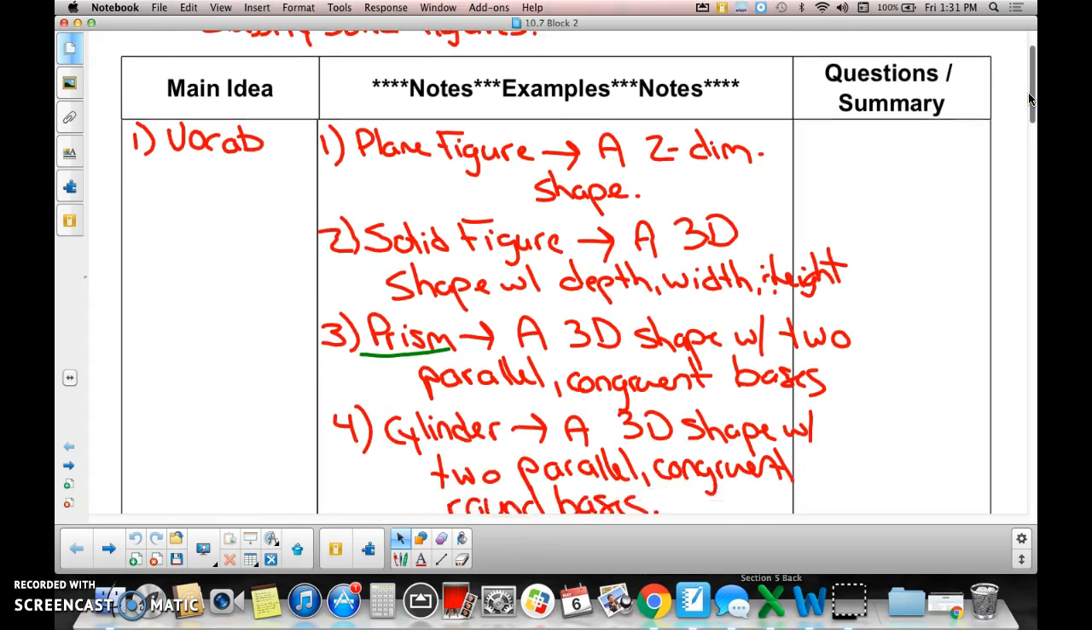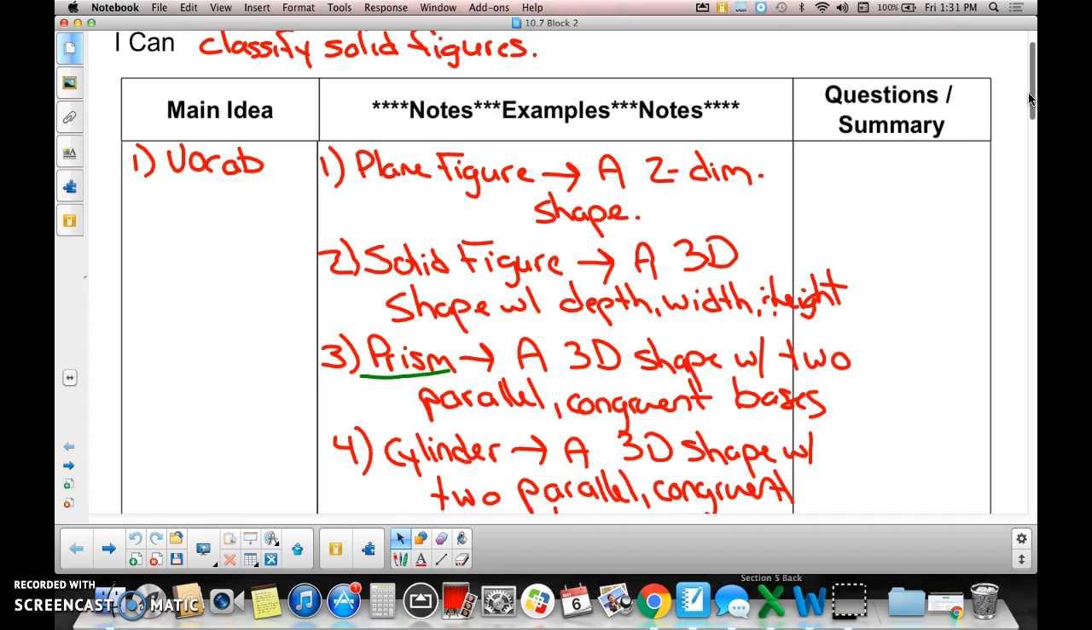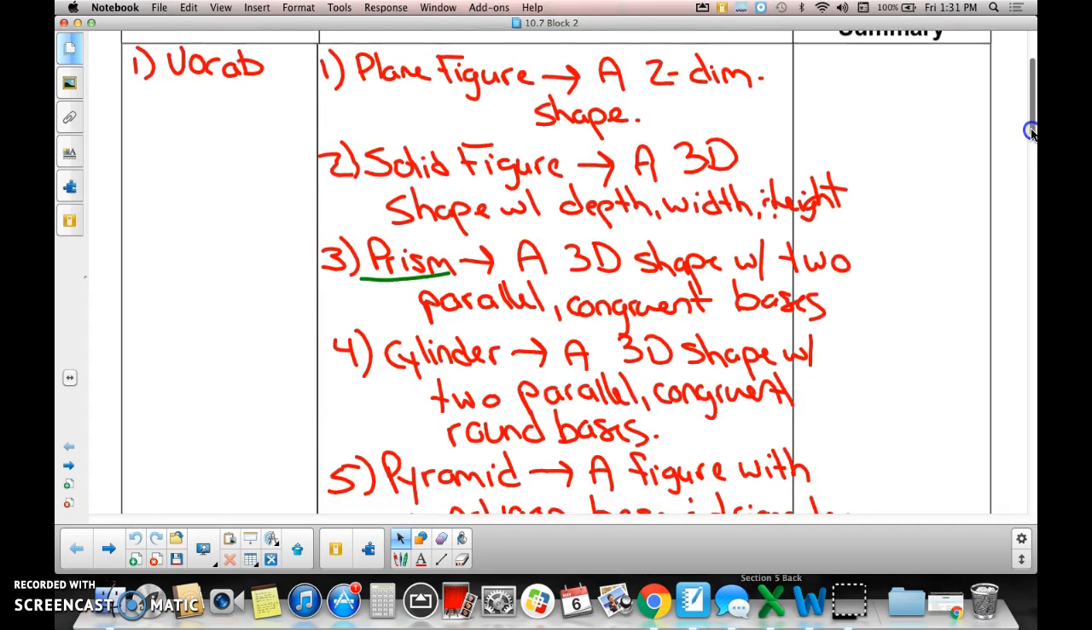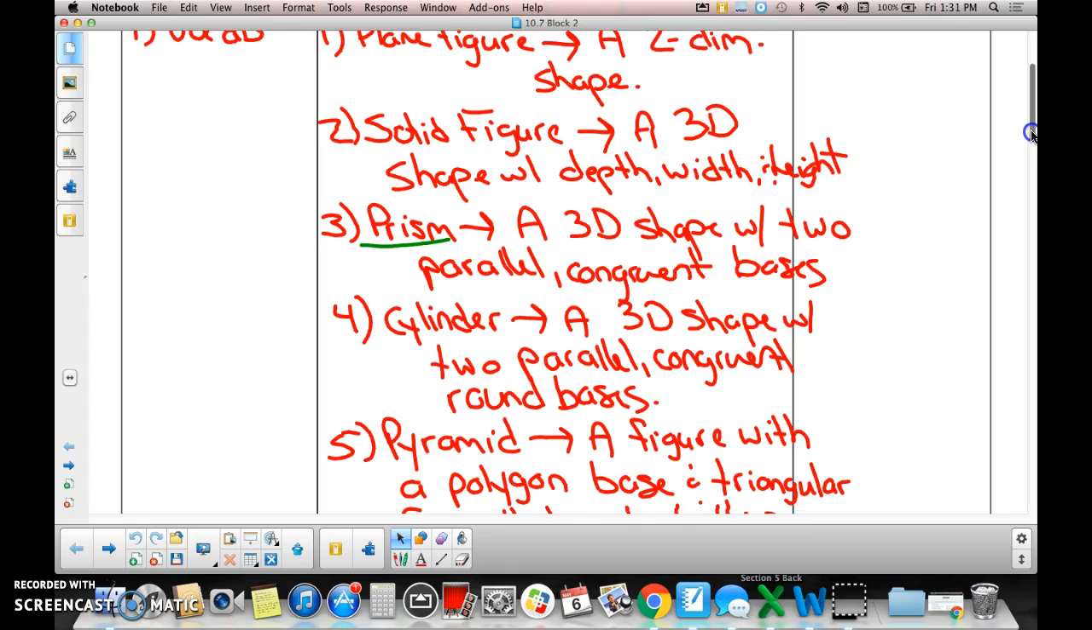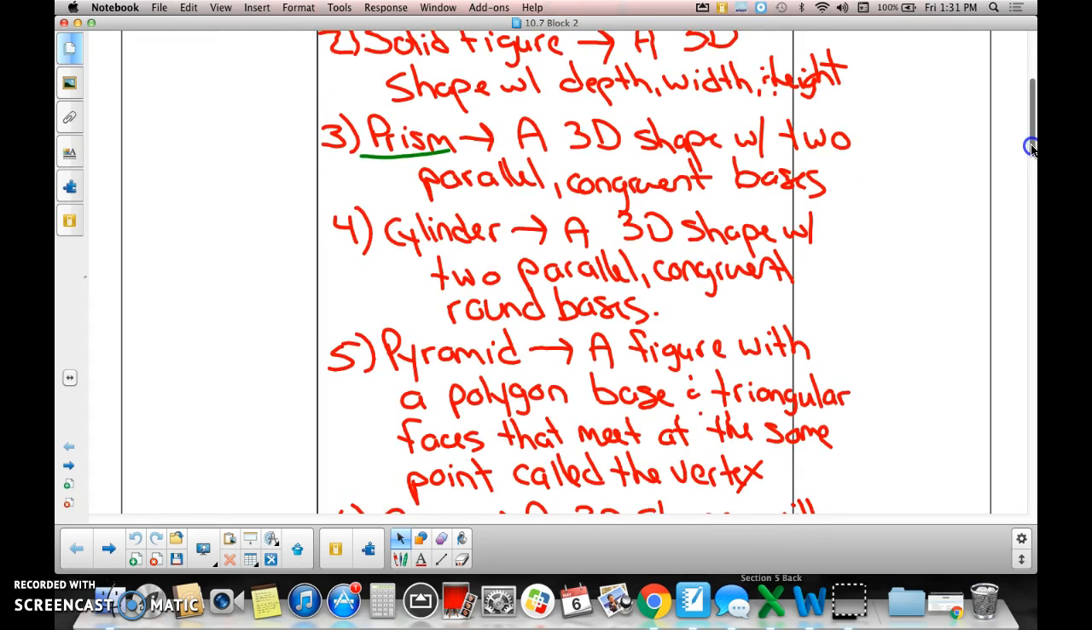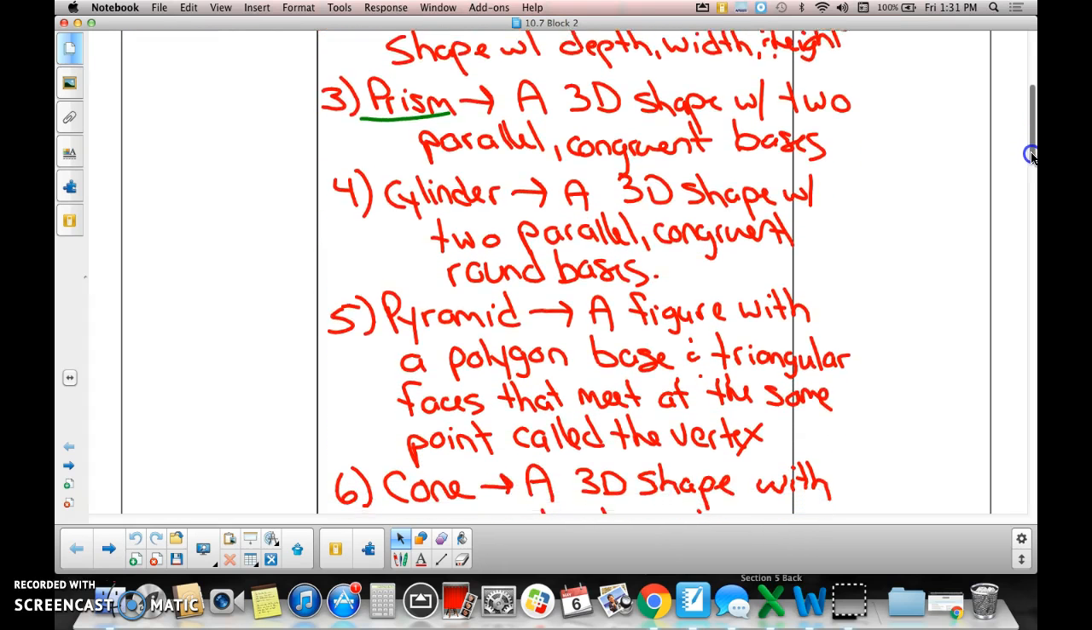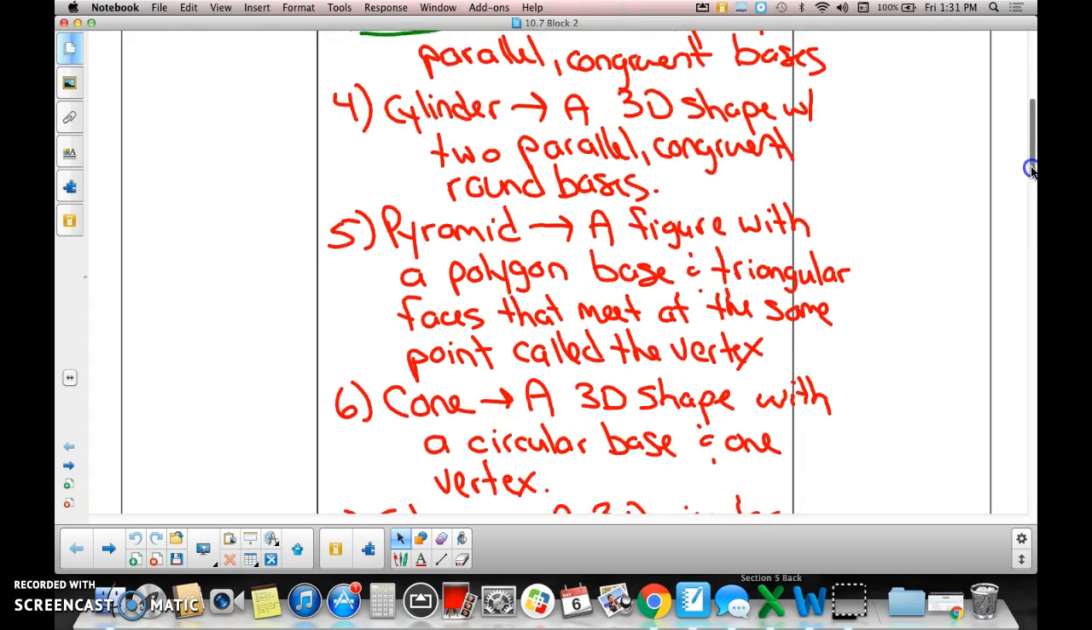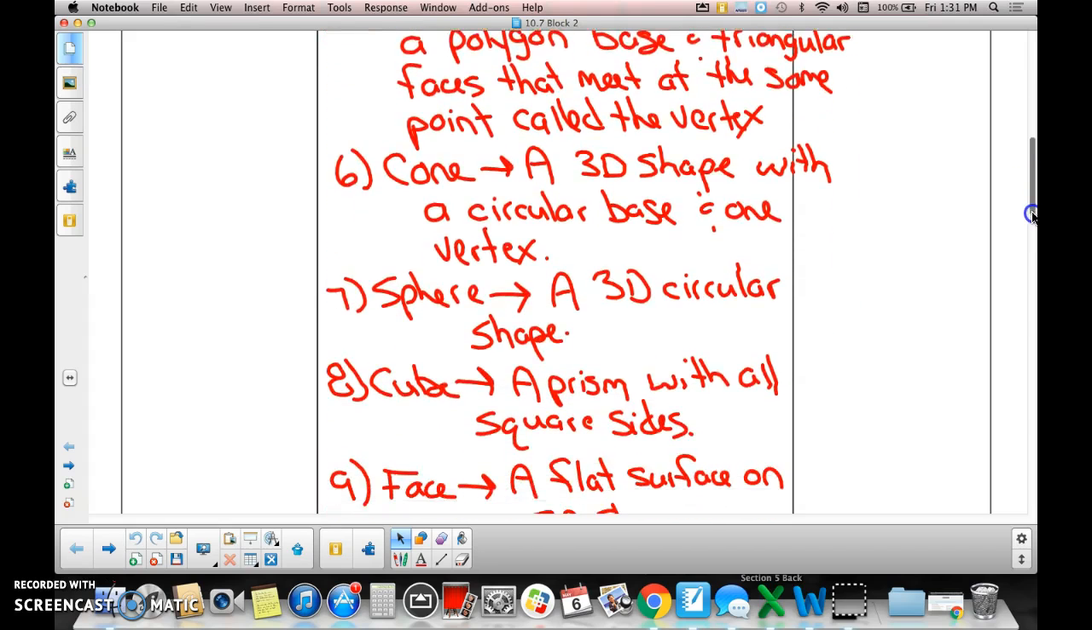Prism, a 3D shape with two parallel congruent bases. You've got to know these words for your final test. Remember, your final test is going to be a take-home, so you just have to understand what these words mean. You don't have to necessarily have it memorized. Cylinder, another 3D shape with two parallel congruent round bases. We're going to show you examples of these coming up. I'm going to skip over pyramid, cone, sphere, and cube.